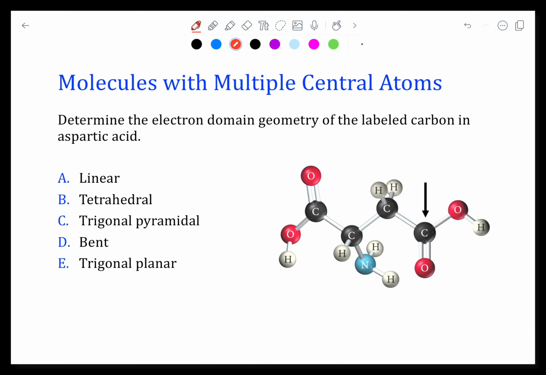Let's determine the electron domain geometry of the labeled carbon in aspartic acid. So let's look at this carbon here. Determine the electron domain geometry of that carbon. Now the first thing you're going to want to do is check your octets. When you're given a structure, check your octets. We know carbon won't have an expanded octet, so we're looking for it to have 8 electrons around it. Well, it has 1, 2, 3, 4 bonds. Each bond has 2 electrons, so it has 8 electrons total. So we have an octet around that carbon.